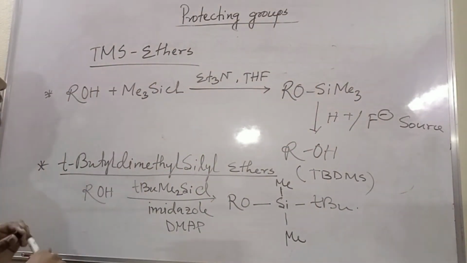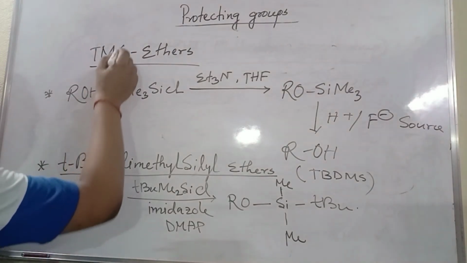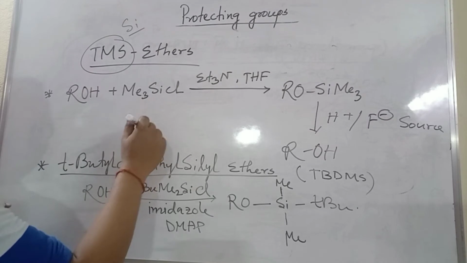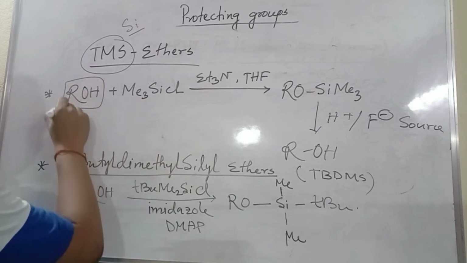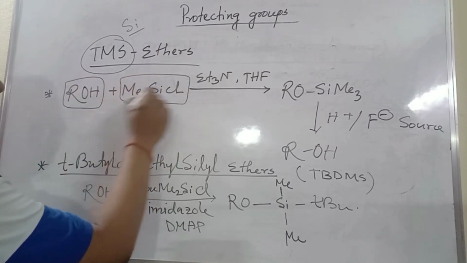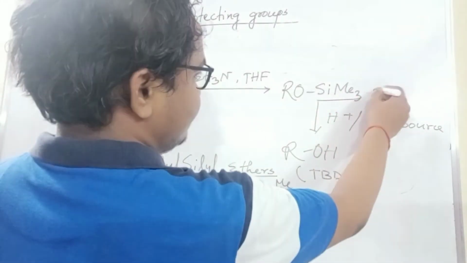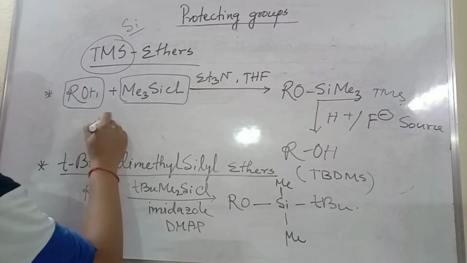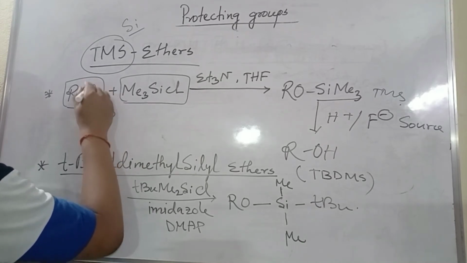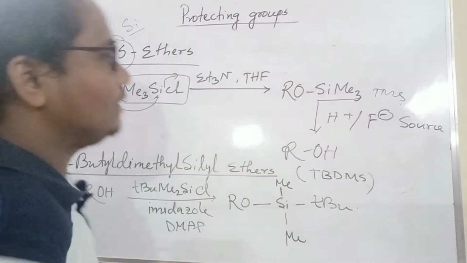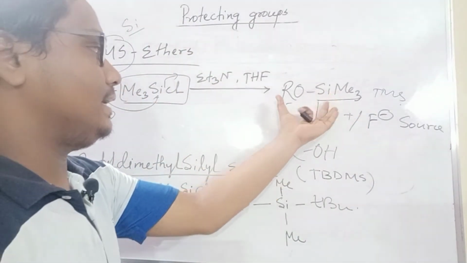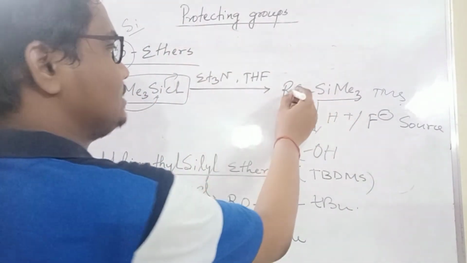TMS ether means if you use a TMS type group, a silyl type group, and form the ether, it will form ROH and trimethylsilyl chloride. So it is called TMS. Now how will it form? The base will take the proton from there, O minus will form, and O minus will attack and it will go. So this will form the silyl ether, because it is RO.